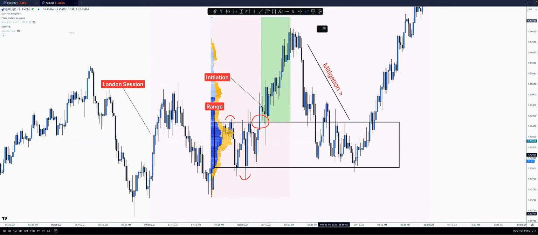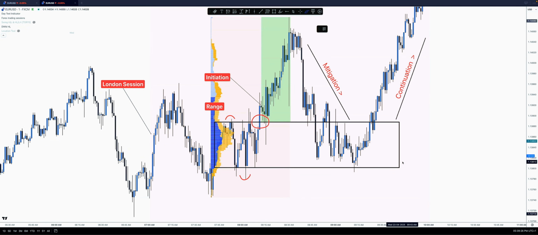Following initiation, the market typically pulls back in what we call the mitigation phase. This retracement often confuses traders, causing them to think that the market's reversed. But the logic of the RIMC model tells us that the pullback is the perfect entry opportunity, a chance to join the move at a better price with reduced risk.